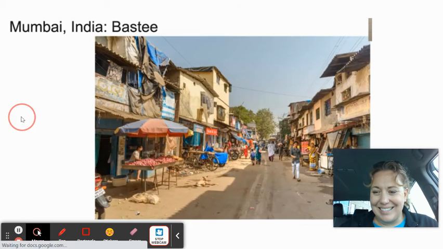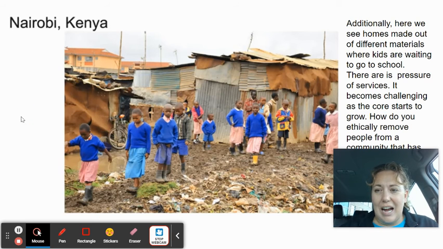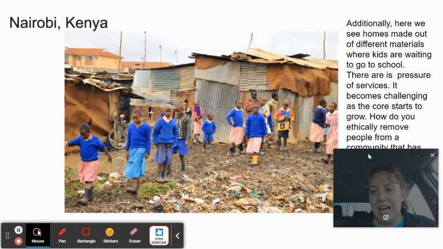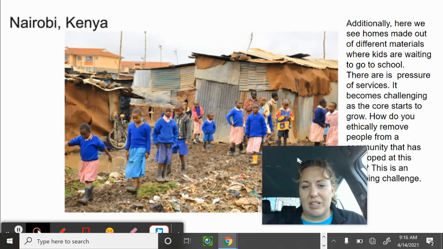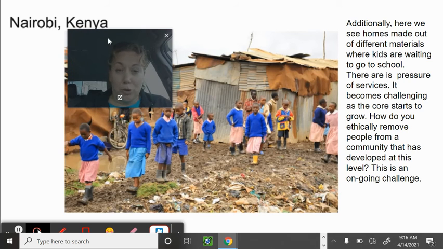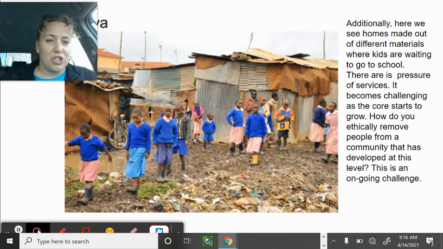Okay, another image there. So people are making it work. Check out what these homes are made of. I mean, this is sheet metal with tarp. So the question, think about this: should we be providing for people? I suppose that is the question.